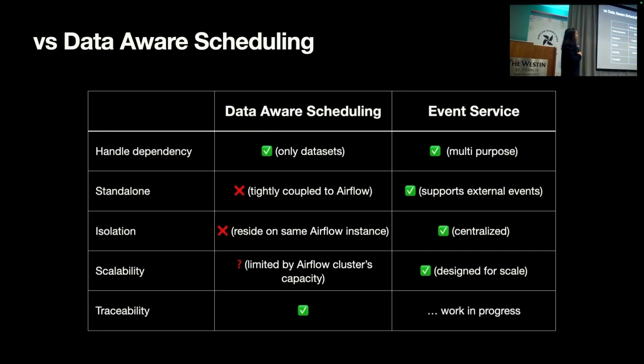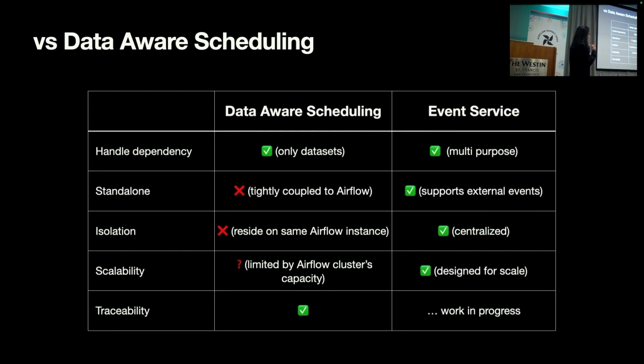We are also aware of Airflow's data-aware scheduling. Though it meets many of our use cases, there are some limitations too. Starting with handling dependencies, data-aware scheduling is closely tied to dataset readiness. However, event service is multi-purpose. It can handle events related to SLA misses, job errors, or even an optimization report. Coming to the standalone nature, data-aware scheduling is tightly coupled to Airflow. The actions you want to take should be a task in Airflow. However, event service supports external events and can also trigger actions in external systems.